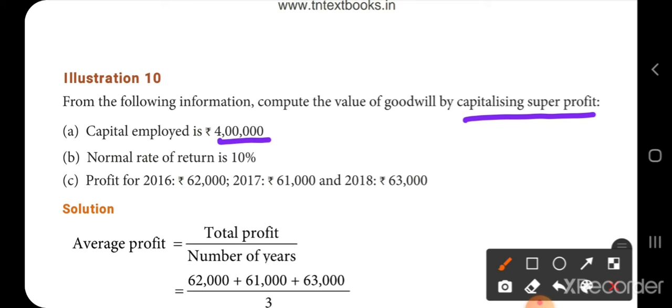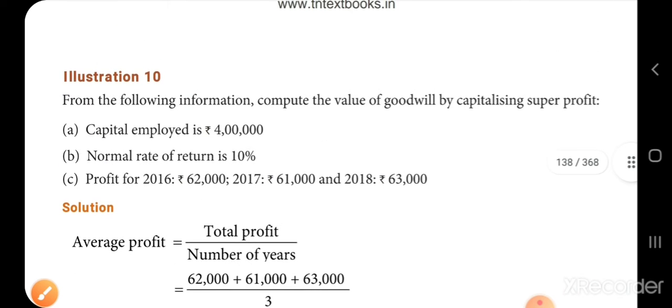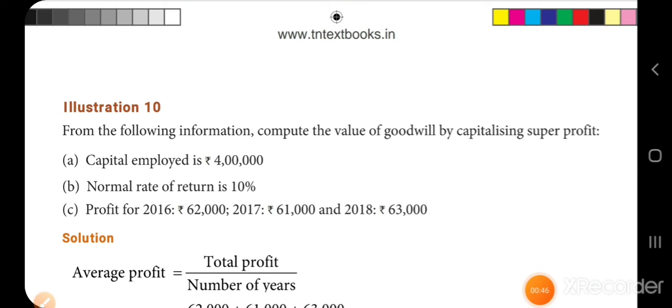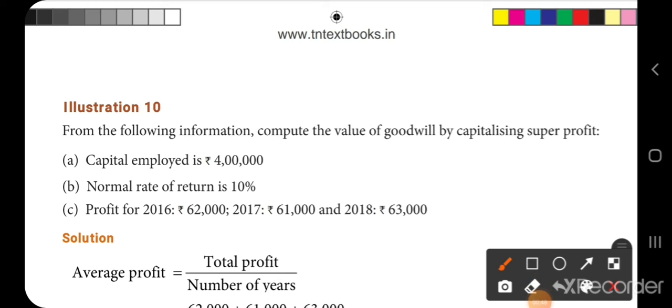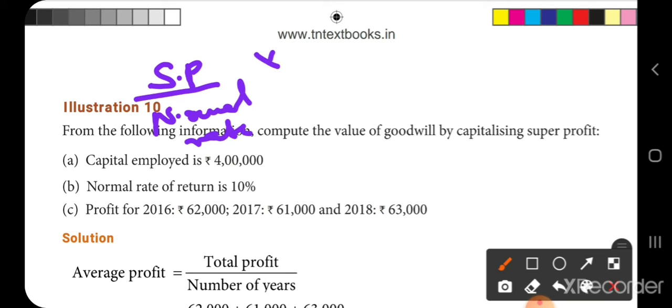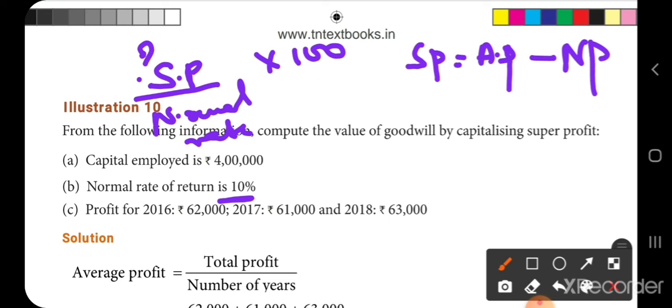Capital employed is given as 4 lakh, normal rate is given as 10%, and profits for 3 years are given. Now, what is the formula for calculating the goodwill under capitalizing super profit? Formula is super profit by normal rate of return into 100. Normal rate is given in the problem as 10%. Super profit, you don't know. So, you have to find out what is super profit. What is the formula for super profit? Average profit minus normal profit.